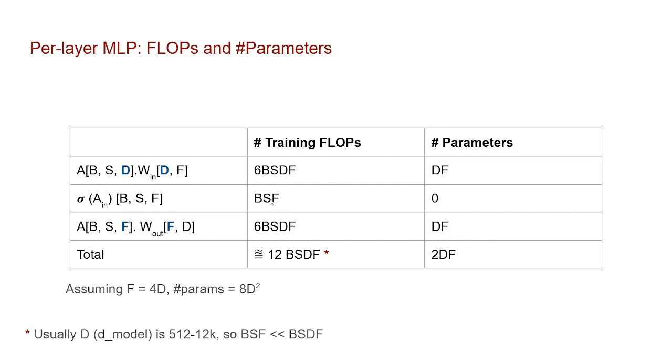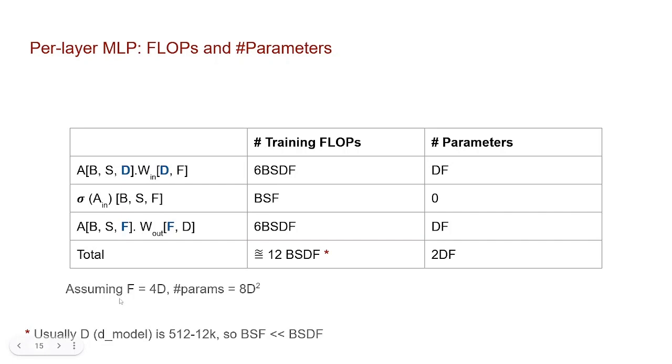So we can ignore the number of flops in the nonlinearity because the other two quantities have a multiplicative factor of D, and D is usually quite large for typical LLMs, on the order of a few thousands. So this quantity is much smaller than the other ones. And so in the MLP layer, in one transformer layer, the MLP takes up 12BSDF flops, and the number of parameters is 2DF.